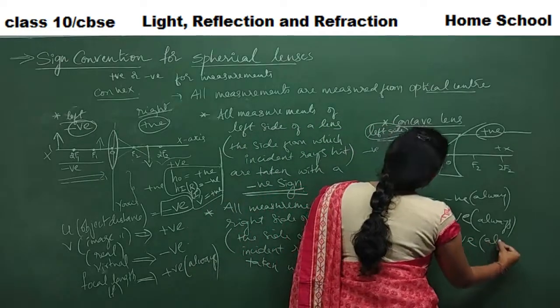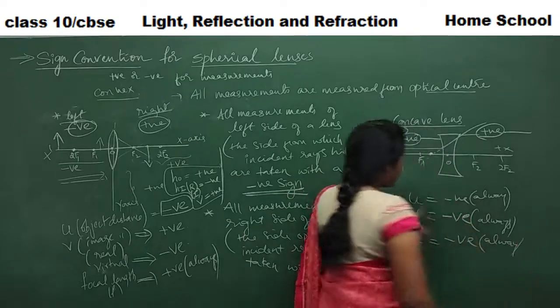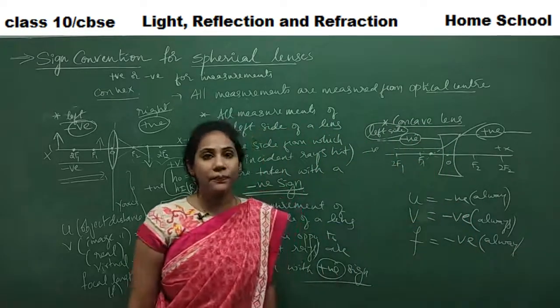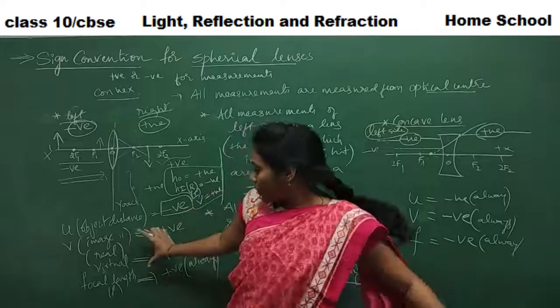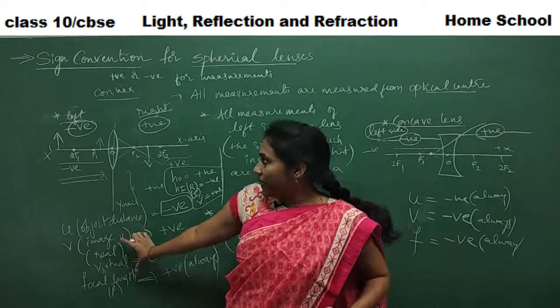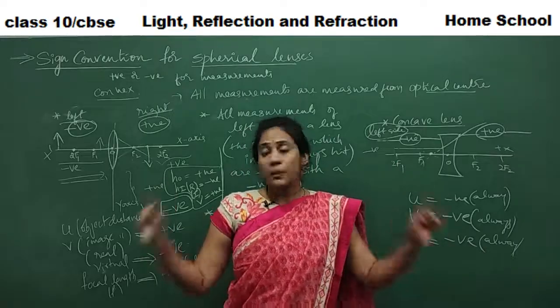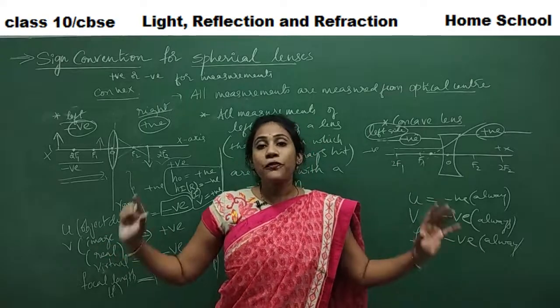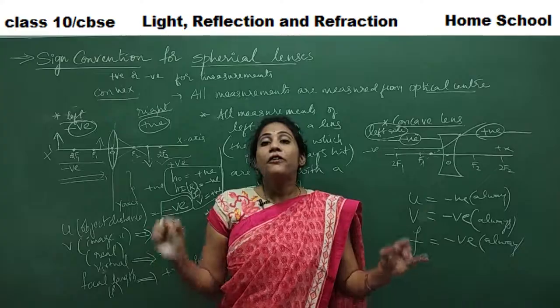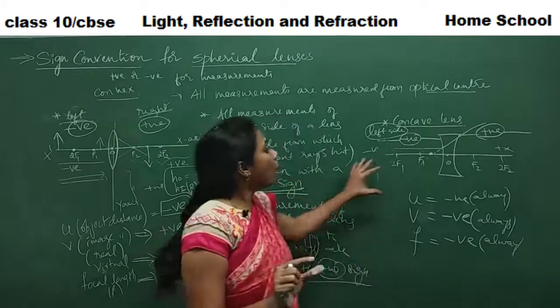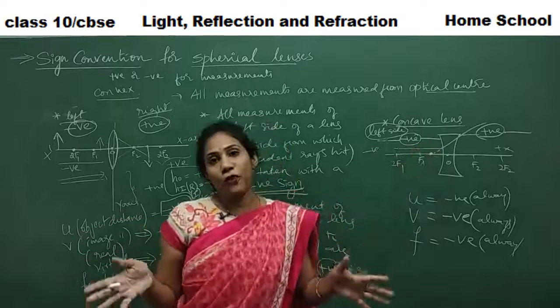F is also always negative. So these three are always negative in case of a concave lens. The difference between the measurements of convex and concave is very, very important, especially the signs. With the help of these signs, we are going to calculate exactly at what position the image is formed.